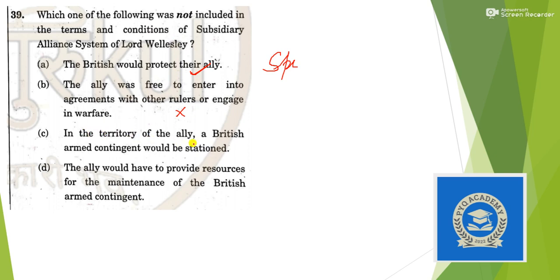In the territory of the ally, a British armed contingent would be stationed. Yes, this is true. The ally would have to provide resources for maintenance of the British armed contingent. This is also true. So these are the characteristics of subsidiary alliance, and it is one of the most important policies of British India. So you should remember the characteristics. Okay. So this is a quite easy question. Next. So answer here is option B.